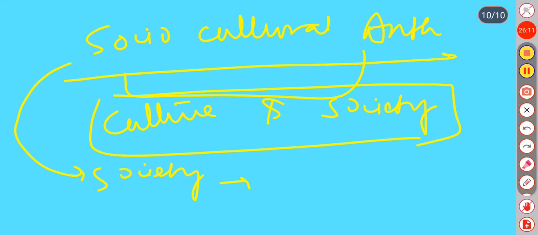So in your life there are many ways, and there is a group of ways. All the ways come together and make culture. So if you combine socio plus cultural, definitely anthropology means the study of humans. And in humans, both things, society and culture, are important to study humans properly.